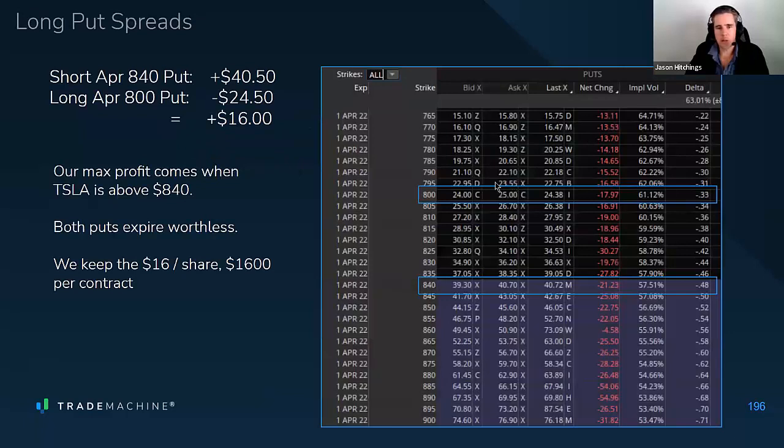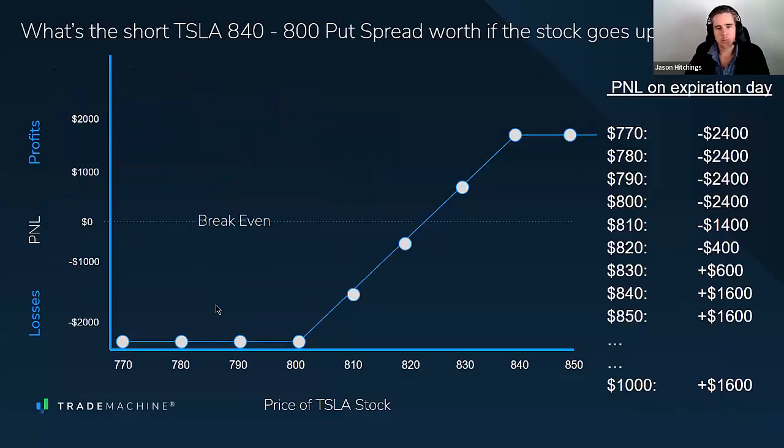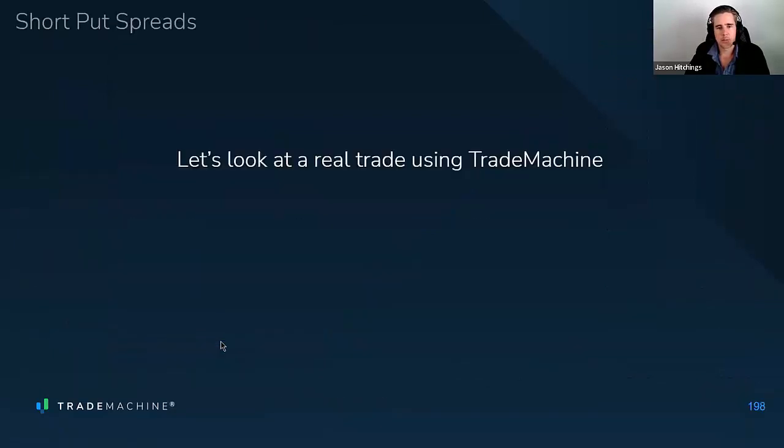So now we're just going to do the same thing in reverse. We're going to imagine that we are short the put spread. So we're going to short the 840 put. We're going to buy insurance at 800. We are going to collect $16. And if the stock stays above 840, then we're going to collect our maximum. So our maximum profit is up here. Anywhere below 840, we start losing money down until our insurance is hit, and then our losses are capped.